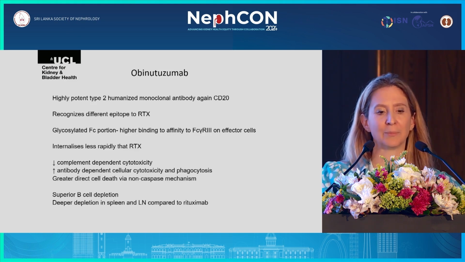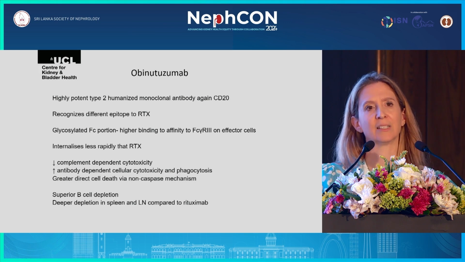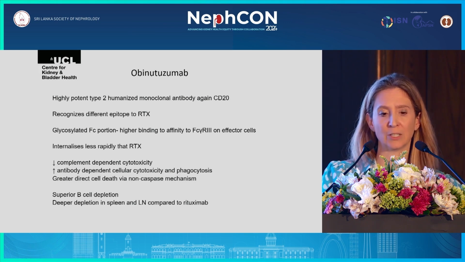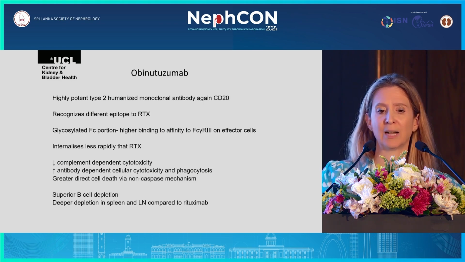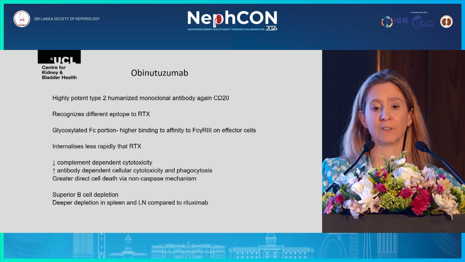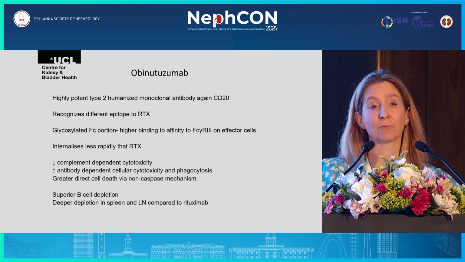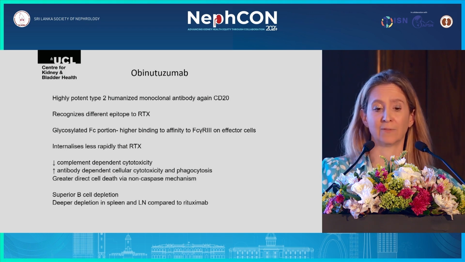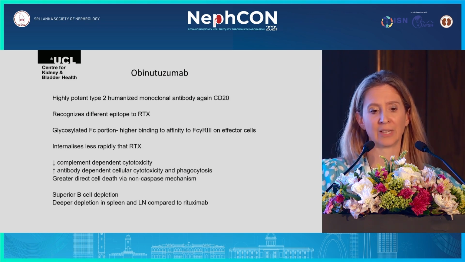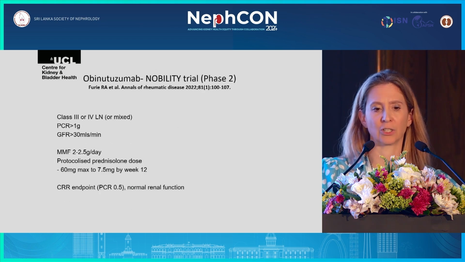So obinutuzumab is a highly potent type 2 monoclonal antibody against CD20. And as we saw from the first few slides, it recognizes a different epitope on the CD20 molecule. It has a glycosylated Fc portion, which allows higher binding to Fc gamma receptors and more efficient killing. It internalizes less rapidly than rituximab, and the overall result is, although there's less complement-dependent cytotoxicity, there's greater antibody-dependent cellular cytotoxicity and phagocytosis and more direct cell death, resulting in superior B-cell depletion.